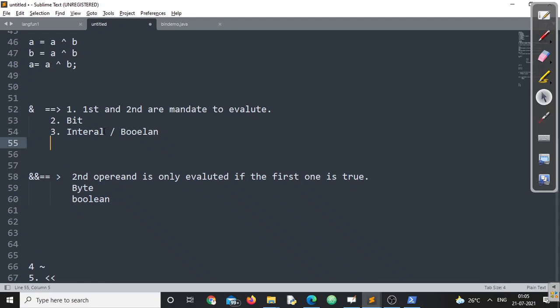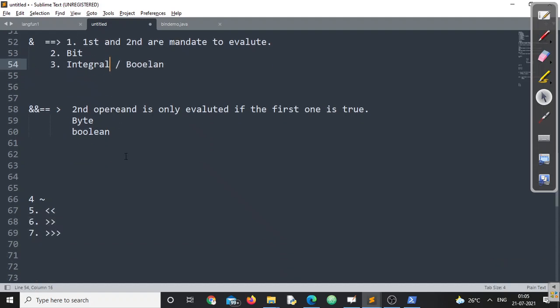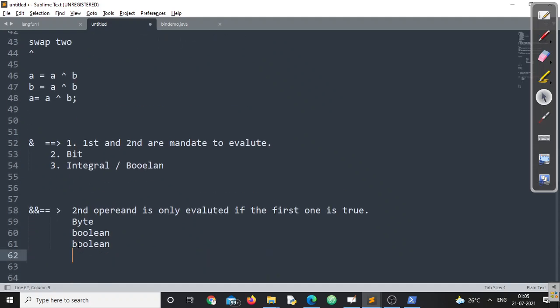Either it could be integral or it could be Boolean. But in case of logical AND, it has to be Boolean. It cannot operate on any operand other than Boolean.